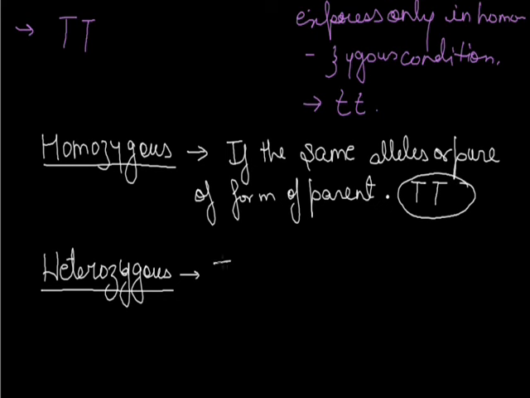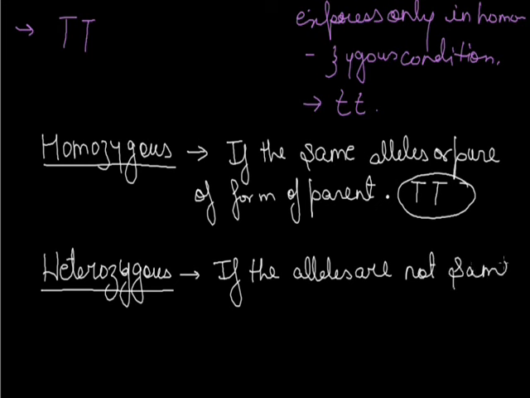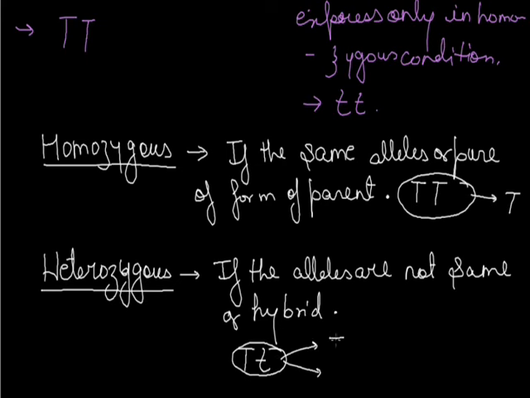Heterozygous: if the alleles are not the same, or they are not a pure form, or we can say they are a hybrid form, then it is called heterozygous. Like capital T representing tallness and small t representing dwarfness. In homozygous, a single type of gamete will form, and in heterozygous, two types of gametes will form.